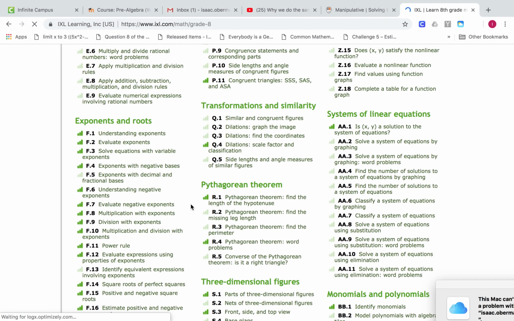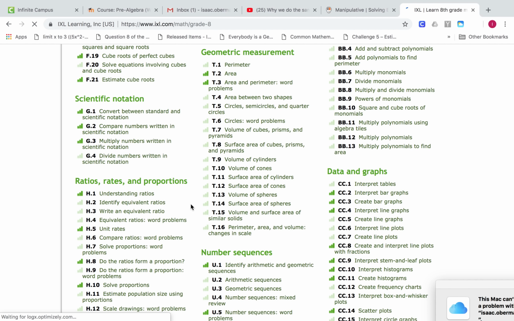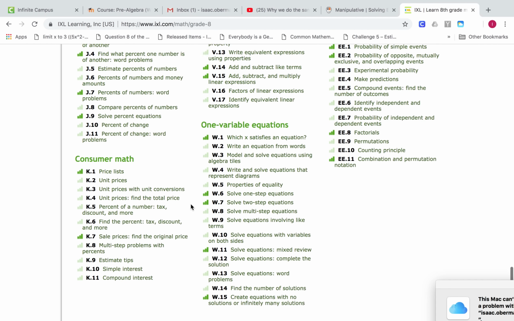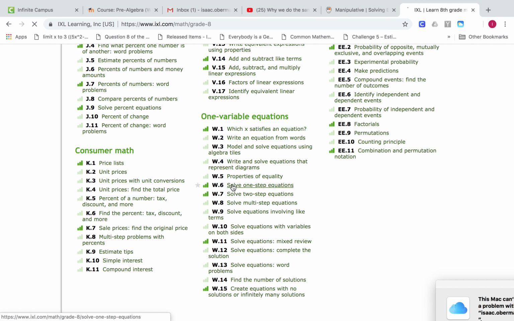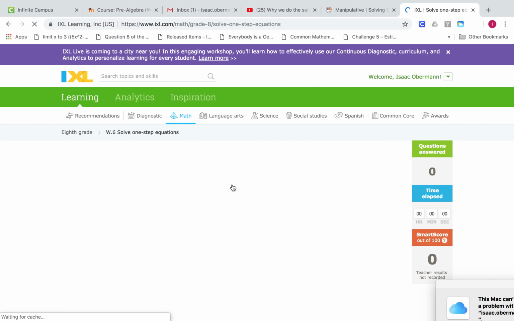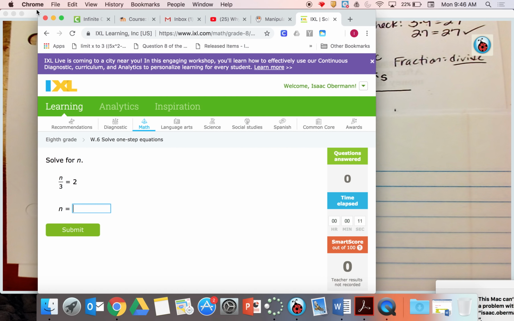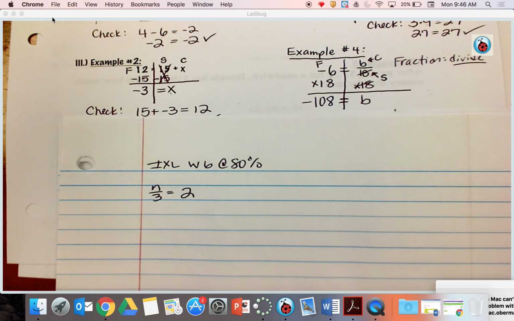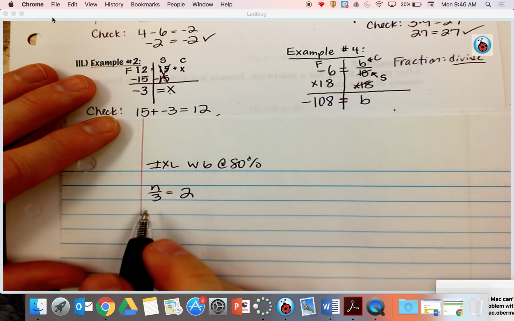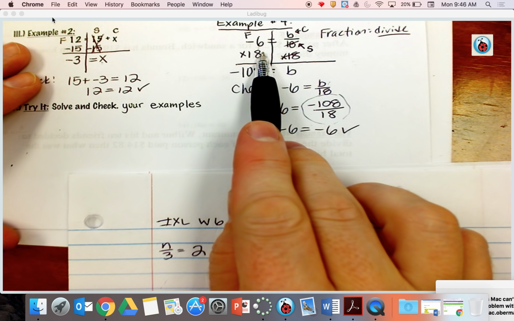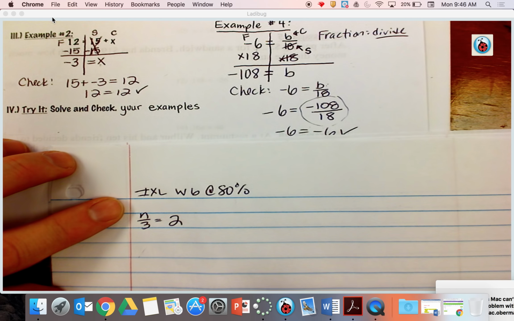It's going very slow. There it is. I'm going to take my first problem that they give to me, such as this one, n divided by 3 equals 2. I'll write it down on my paper. So it will look like this on your paper that you're going to be using with your notes. So I got a fraction. Oh, which one does that one look like? It looks like example number 4.